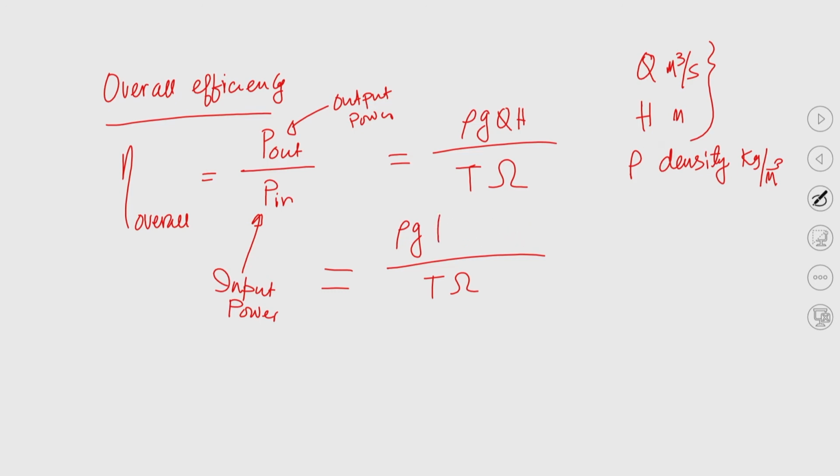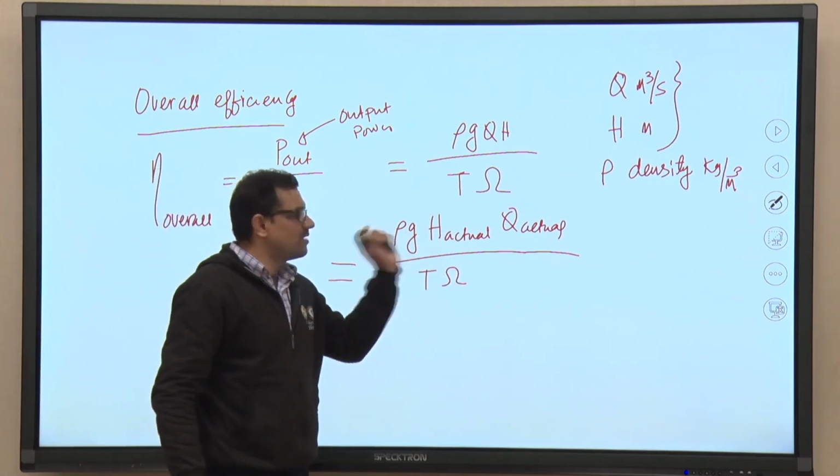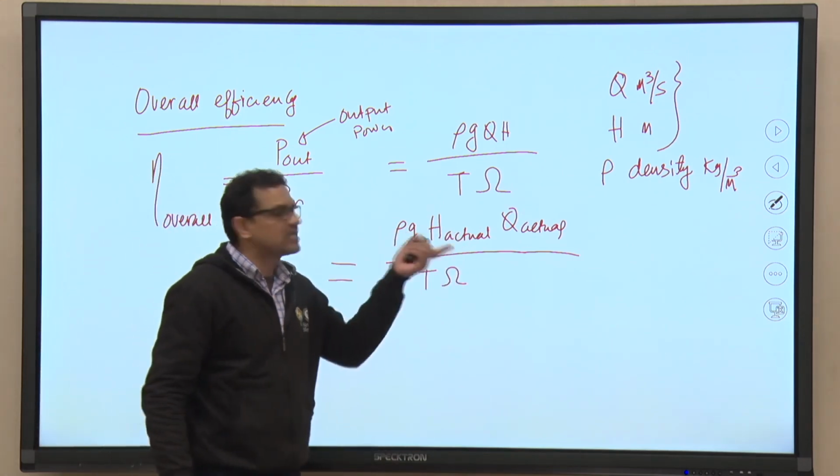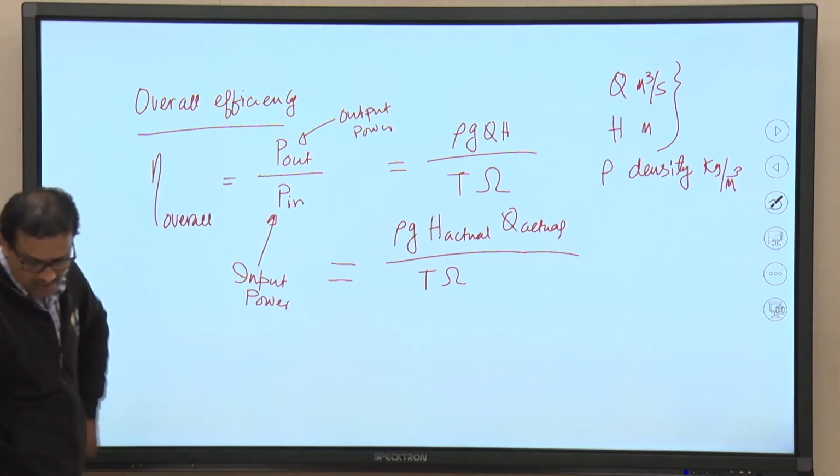So, this is H actual and this is Q actual, right, because ultimately the output power will be measured based on the available head and available discharge. So, that is the actual head and actual discharge. So, rho g H actual into Q actual.